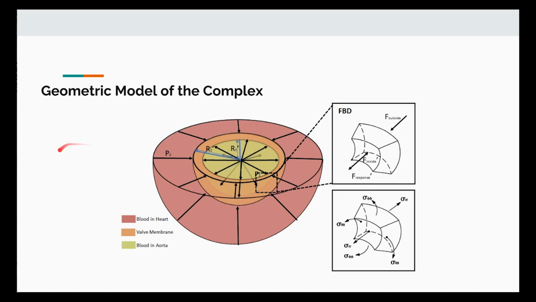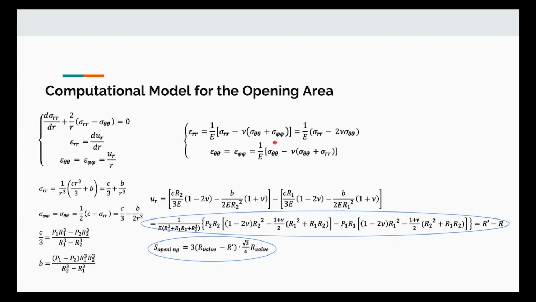So here's the scheme we built our computational model based on. P2 is the blood pressure in the left ventricle, while P1 is the blood pressure in the aorta. The free body diagram and the stress analysis are performed on the right. So here's the calculation in the computational model. The 5 equations in 2 brackets are from Zhiheng and the equilibrium assumption. By solving all these equations, we finally find the relationship between the change in radius and the change in pressure.